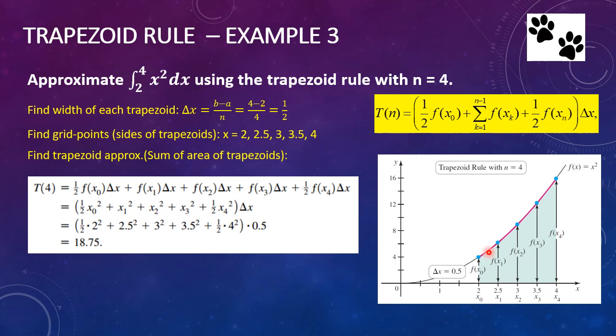So 1/2 of f of x sub 1 for the first trapezoid plus 1/2 of f of x sub 1 for the second trapezoid gives us just that whole f of x sub 1. Okay? And then, of course, 1/2 times f of the last x value, which is 4, 4 squared, and then, of course, times the delta x, which is 1/2. If we do the math here, we'll get 18.75.